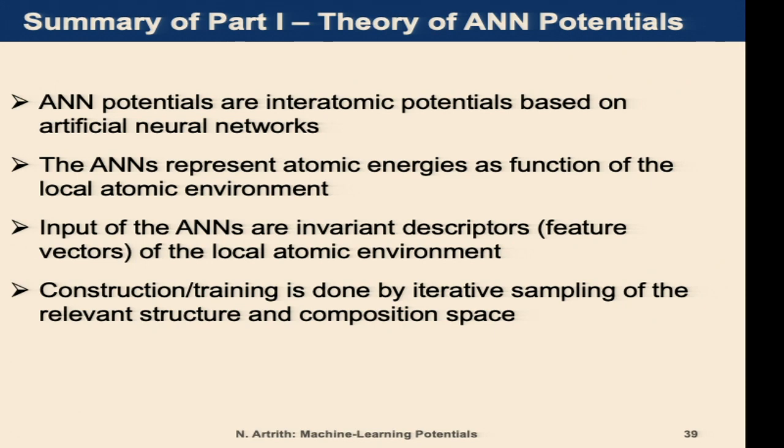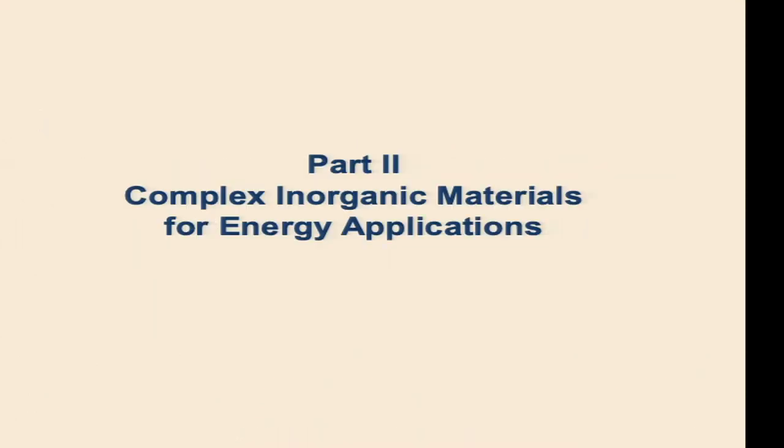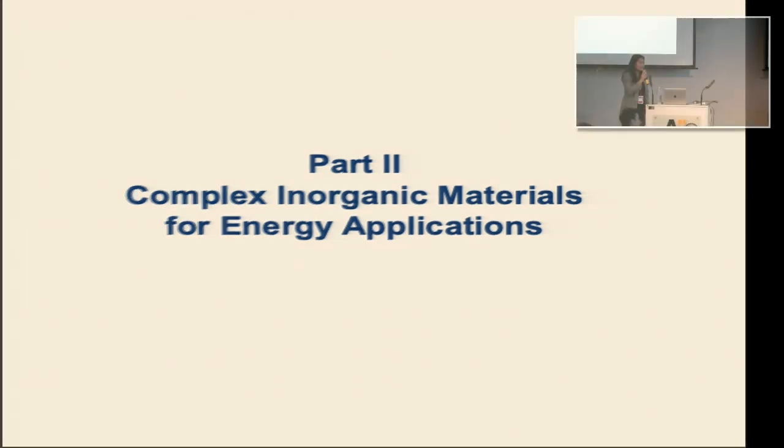So neural network potentials are interatomic potentials based on neural networks. The neural network potential represents atomic energy, which is described by a descriptor based on the local atomic environment. And now it's an invariant descriptor, and it can also be used to describe many different types of chemicals. I think I will stop about the theory now, and I'm happy to take questions.